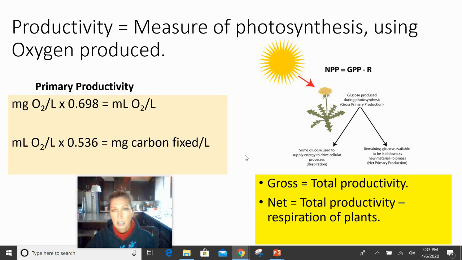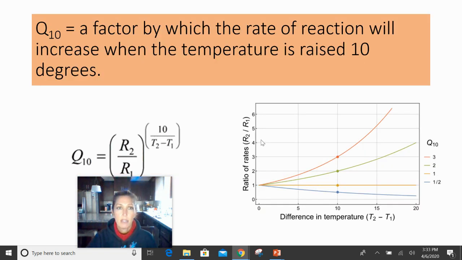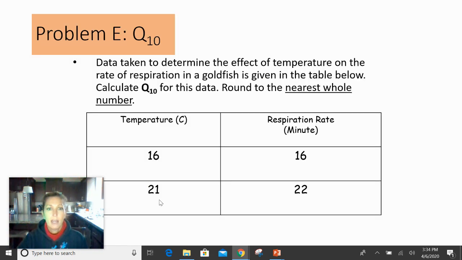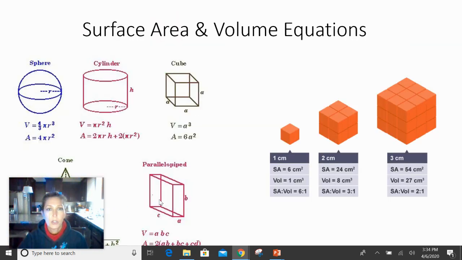There's a productivity problem for you as well. Again, productivity was going to be part of Unit 8, so doubtful that that's going to be asked of you. Here, though, is a potential problem they may ask because not a lot of students ever do this, and it's a Q10 factor. This is a simple plug and chug problem. It's a factor in which a rate of reaction will increase when the temperature is raised 10 degrees. That's defined for you on your equation sheet. Just do that one sample problem here in order to understand what a Q10 value is. There is a sample problem for you and a solution.